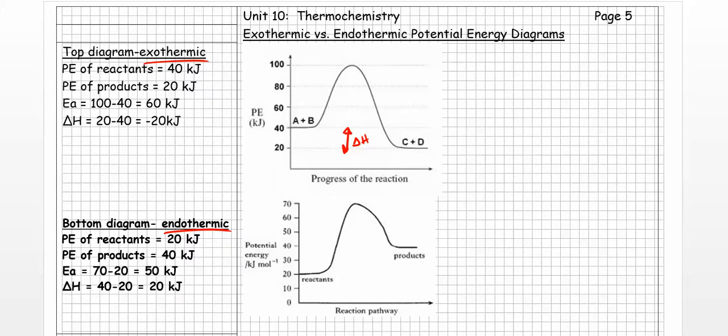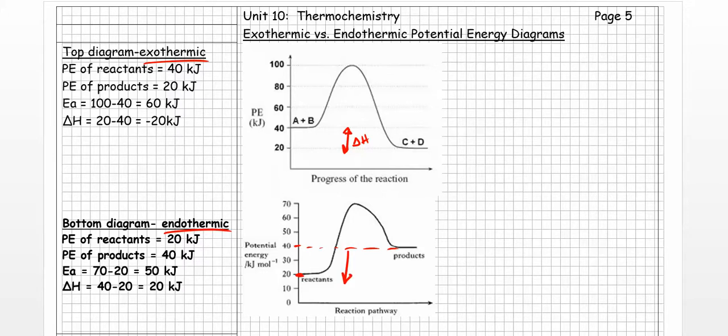Let's look at this bottom diagram now. This is an endothermic reaction. The potential energy of the reactants is 20, right here on the 20. The potential energy of the products is 40, right there, right? What's the energy of activation? Well, we're going to have to go from 20 all the way to 70. So 70 minus 20, 50 kilojoules is the energy of activation, right? What would the delta H be? Remember, it's products minus reactants. So 40 minus 20 is 20 kilojoules of heat is the delta H. So this would be the delta H for this reaction, right?